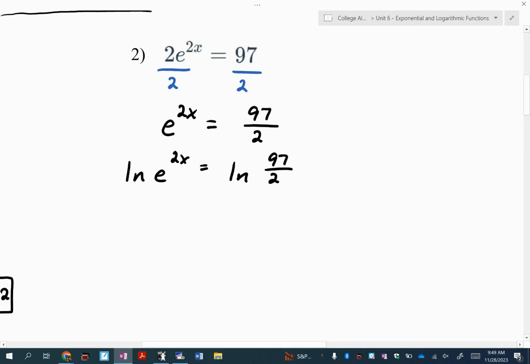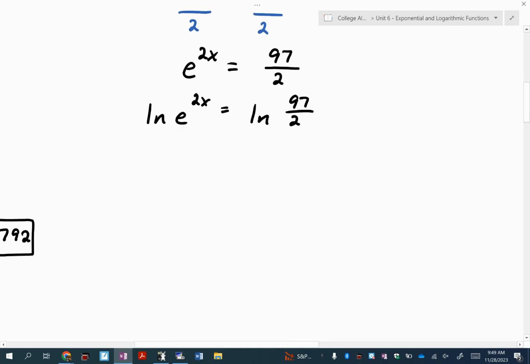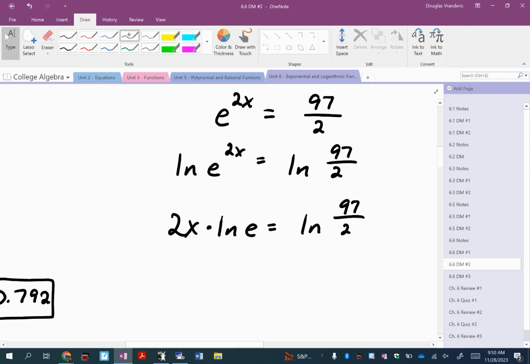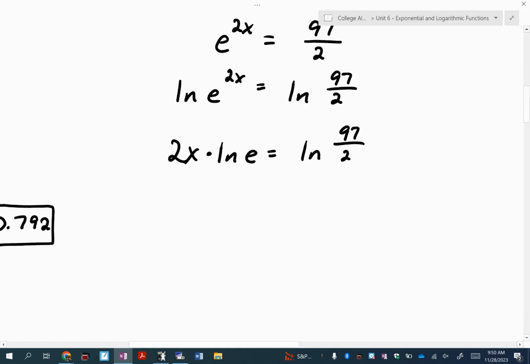Okay? What do I do with that 2x? Move it to the front. All right, and then how did I get rid of all that stuff that was with the x on that last one? I divided. So I'm going to divide by 2 and the natural log of e.